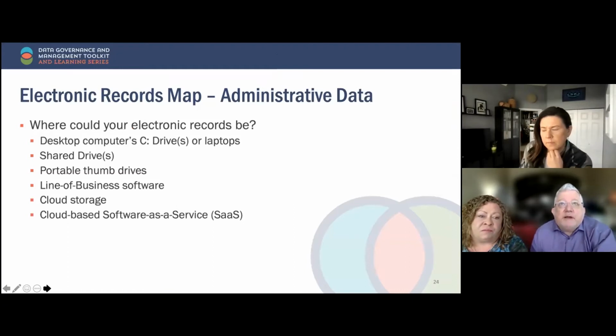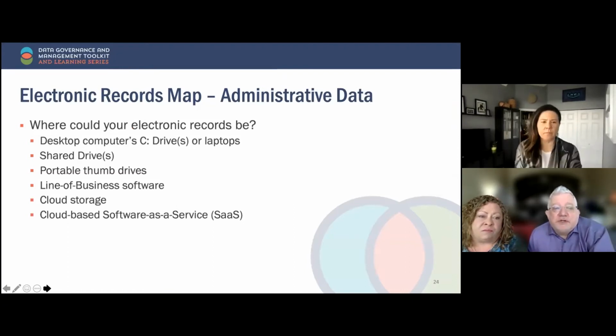Like with paper records, there are many places your electronic records could be stored. As we mentioned before, the first place you're going to find electronic records is on computer drives or C drives, or if you have a network shared drive. You'll also find records on portable, non-encrypted thumb drives.